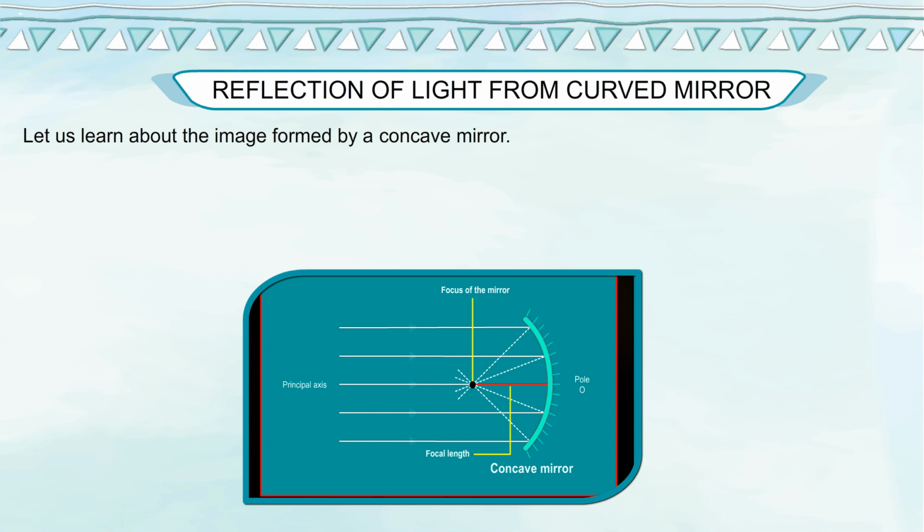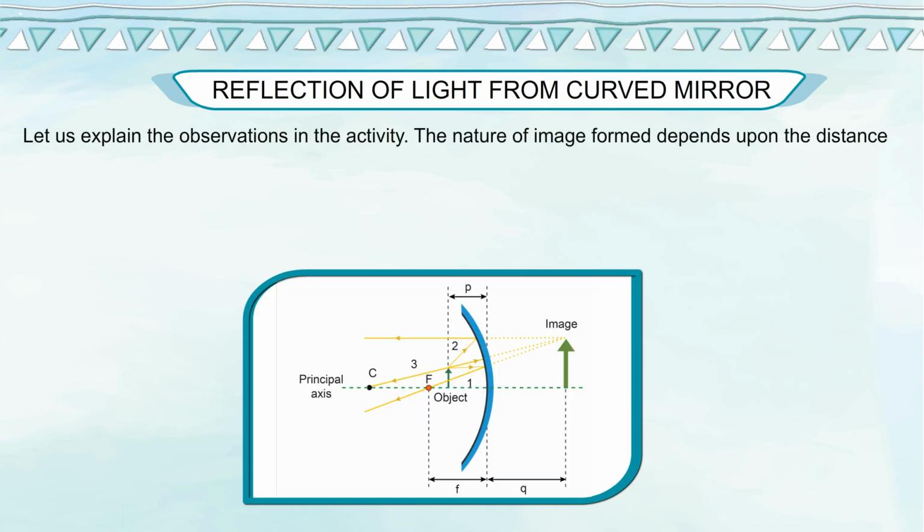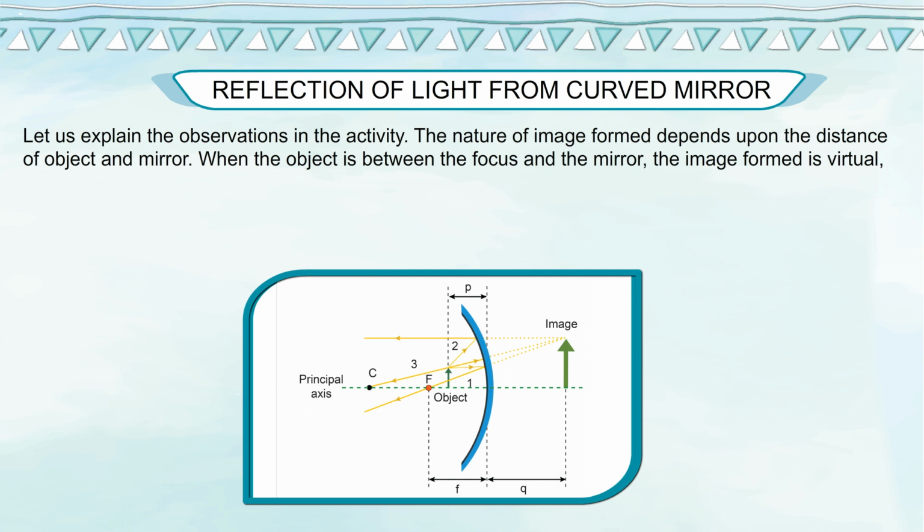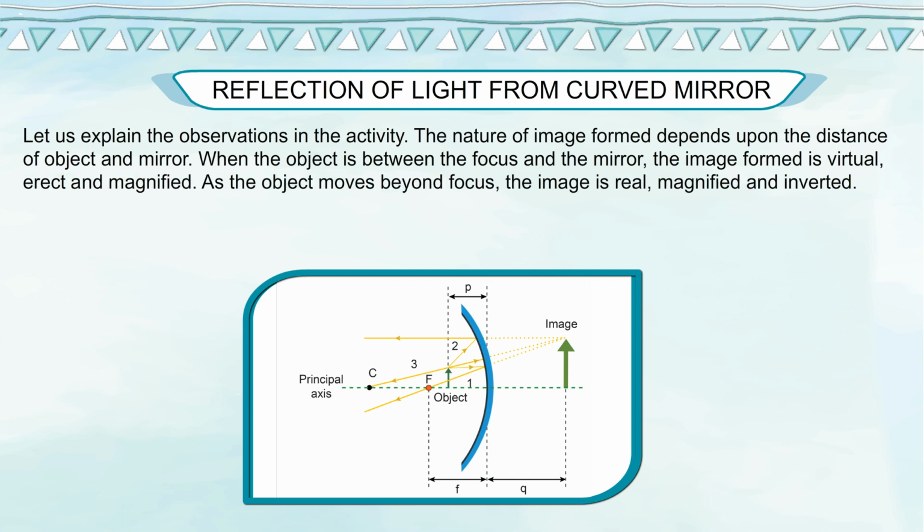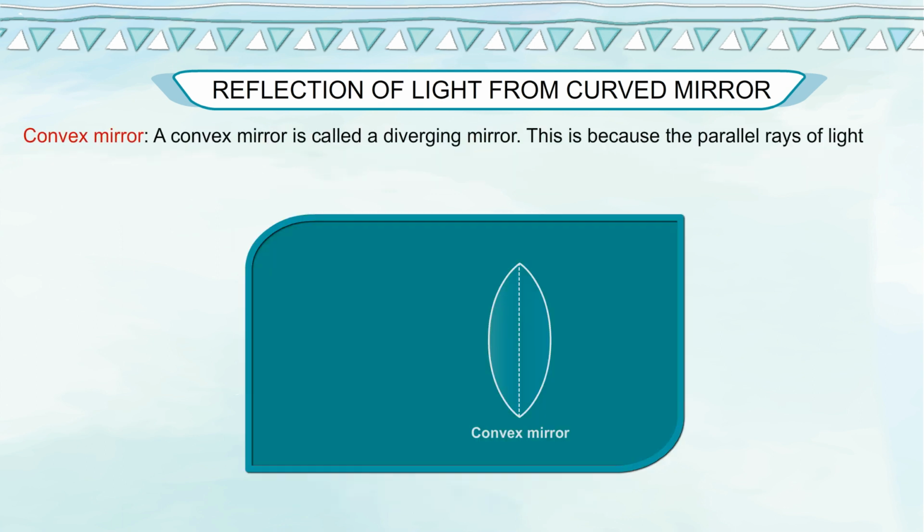Let us learn about the image formed by a concave mirror. Let us explain the observations in the activity. The nature of image formed depends upon the distance of object and mirror. When the object is between the focus and the mirror, the image formed is virtual, erect and magnified. As the object moves beyond focus, the image is real, magnified and inverted.